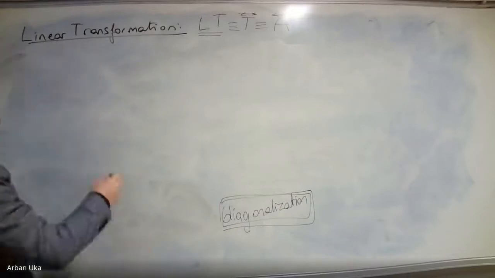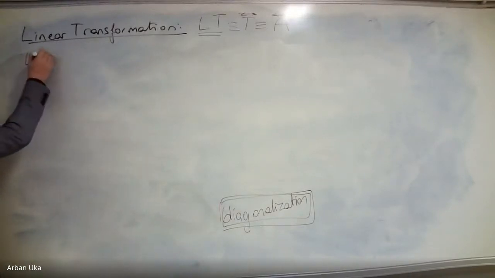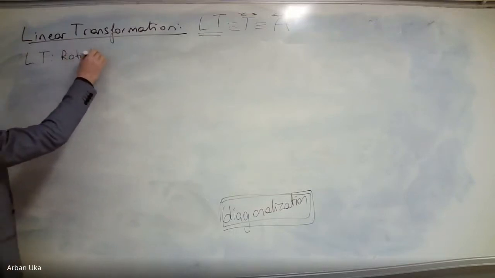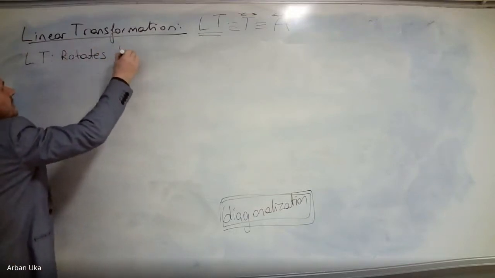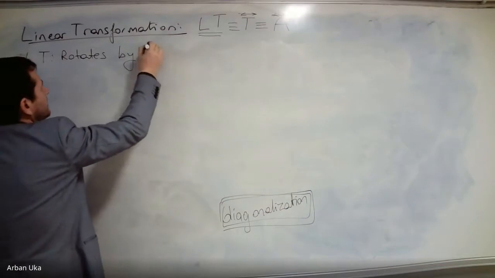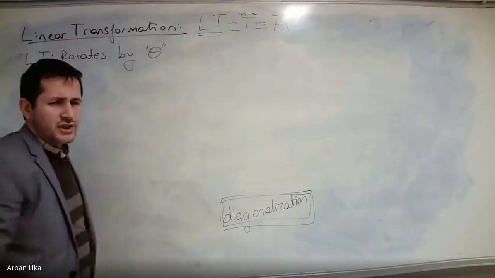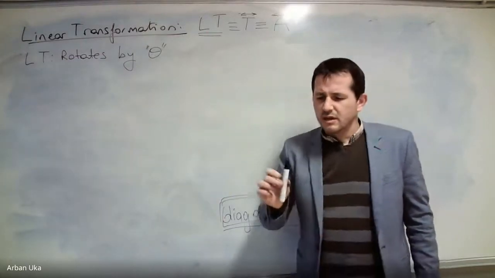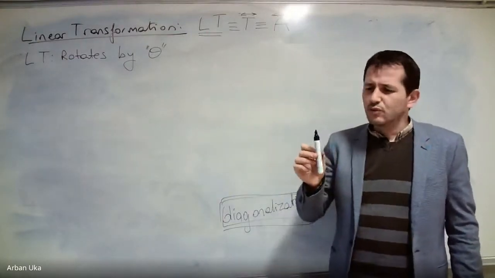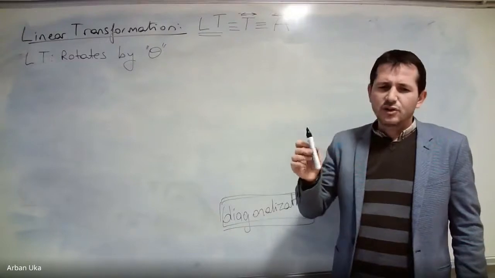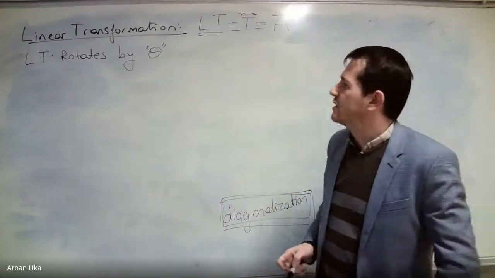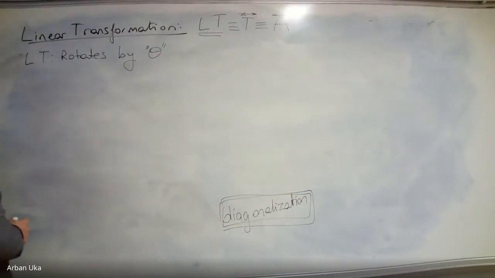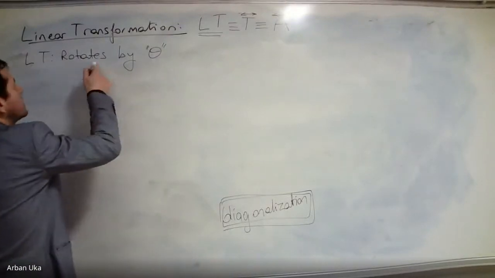Now, let's see another linear transformation. Let's assume we want an LP which rotates a vector by an angle theta. In the previous session today, we talked and looked at examples, that if we apply a matrix to a specific vector, it rotates it, and it changes the magnitude. Now, the rotation, how can we describe? So, this is the linear transformation.